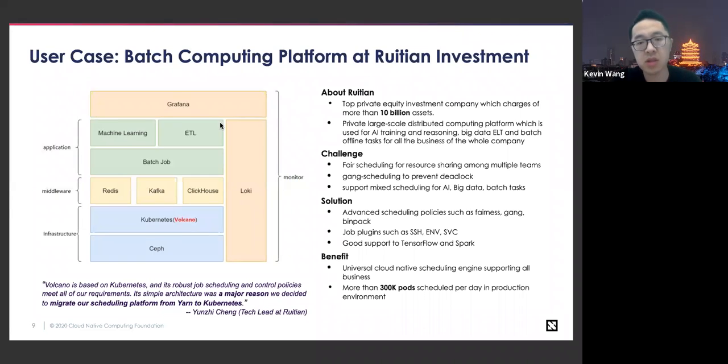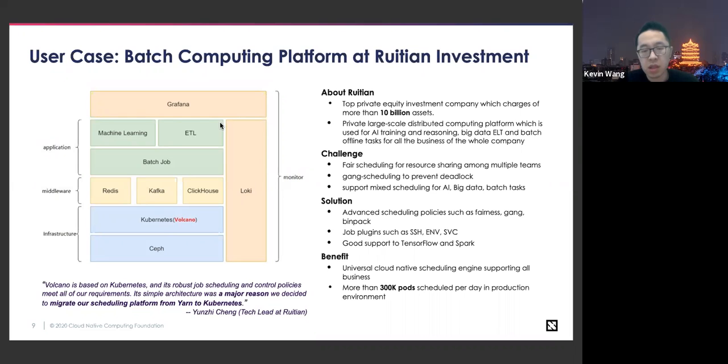So in their environment, the challenge is that they also have multiple teams running their own workloads on top of the whole infrastructure. So they need fair sharing support between the teams, and they deeply rely on the gang scheduling feature to avoid resource deadlock. And also they want to simplify the underlying stack of managing AI workloads, big data workloads, and other HPC batch workloads.